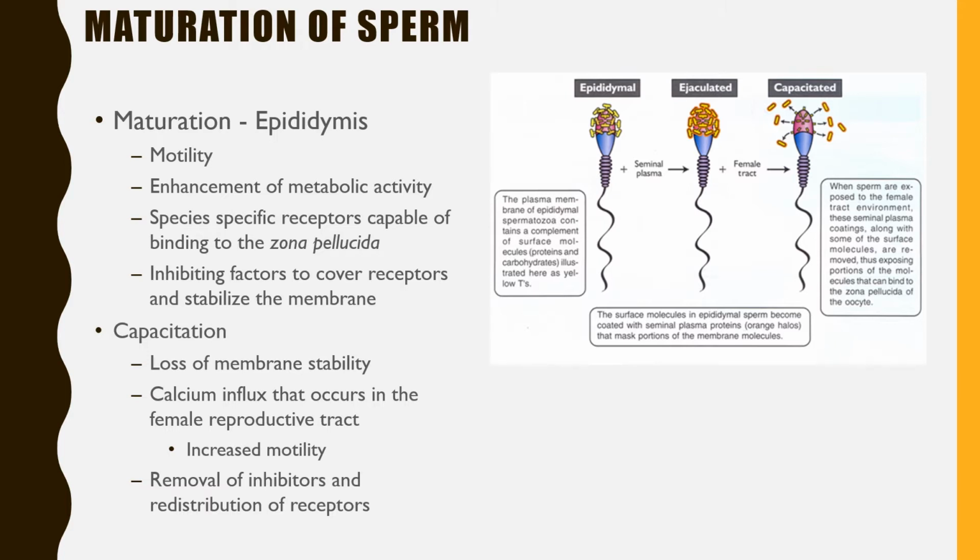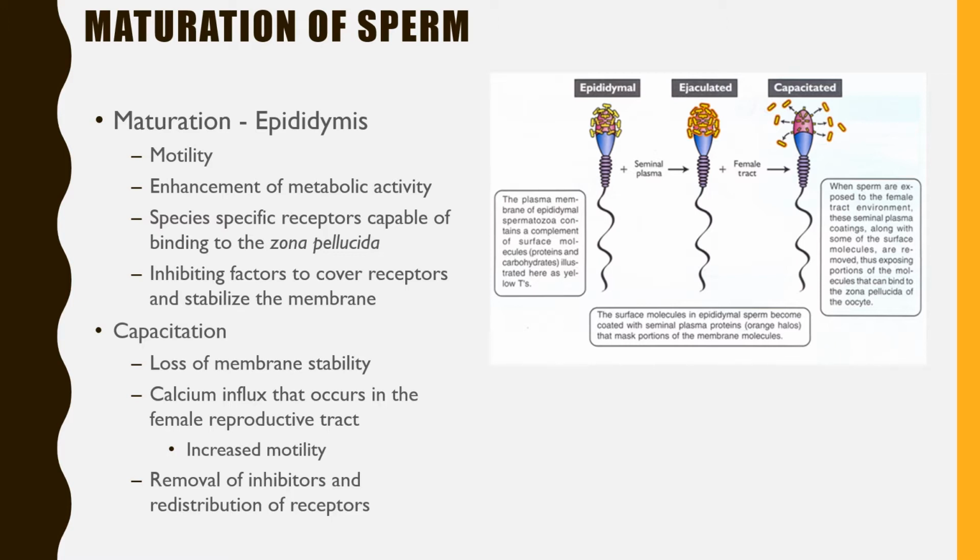So after ejaculation, the sperm within the female reproductive tract undergo capacitation. The environment of the female reproductive tract is conducive for this process and helps to trigger it. So what happens is it loses that membrane stability that I just mentioned. And due to that, it actually becomes more porous to, say, calcium. So there's an initial calcium influx, and one thing that it triggers is an increase in motility. In addition, this can also trigger the removal of inhibitors on those receptors that are on the surface and a redistribution of some of these receptors, some of them internal, moving to the external surface. And so this now makes the sperm ready to actually bind to the zona pellucida.